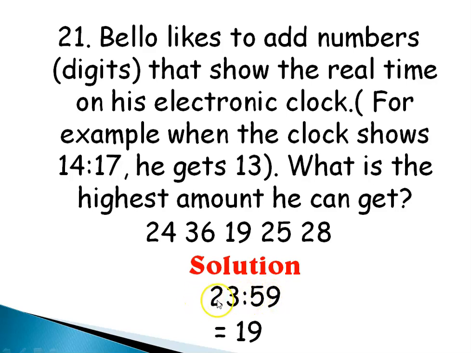All I just need to do is add all the digits of these numbers. Do you get that? So 2 plus 3 is what? 5. 5 plus 5 is 10, and 10 plus 9 is 19. Is that taken? Very good.